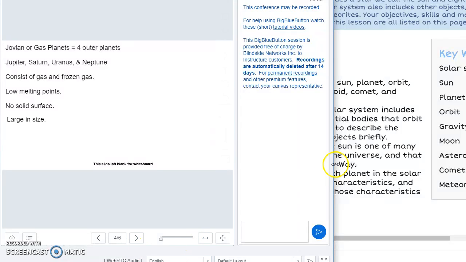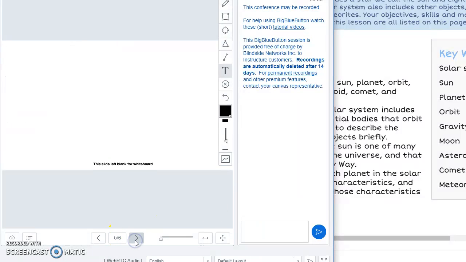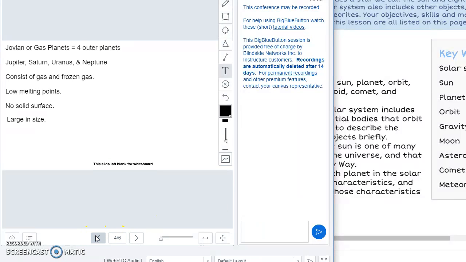So with that in mind, all I wanted to cover today was the terrestrial and the Jovian planets for the most part, and discuss our Milky Way galaxy.